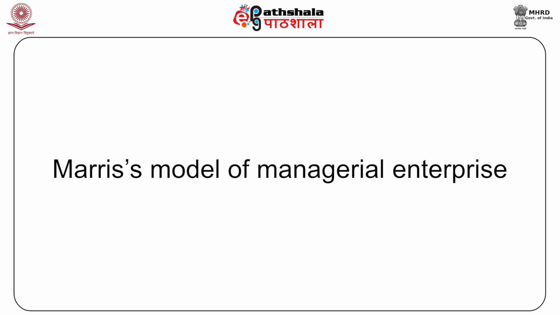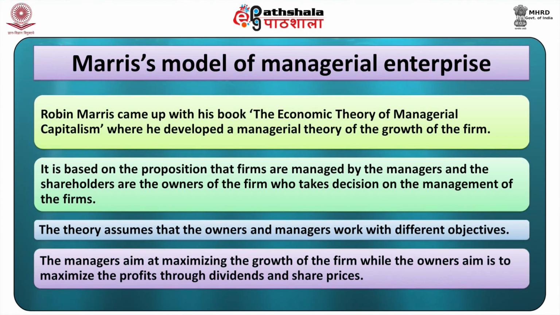Marris's model of managerial enterprise. In 1964, Robin Marris published a book entitled The Economic Theory of Managerial Capitalism, where he developed a managerial theory of the growth of the firm. It is based on the proposition that firms are managed by the managers and the shareholders are the owners of the firm. The theory assumes that the owners and managers work with different objectives.